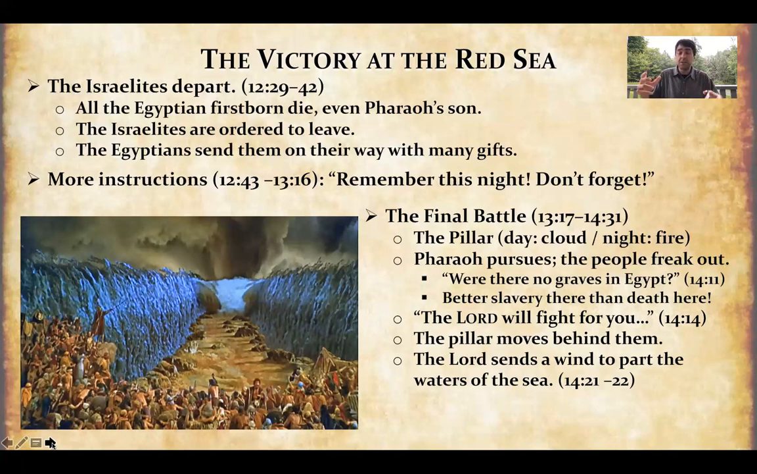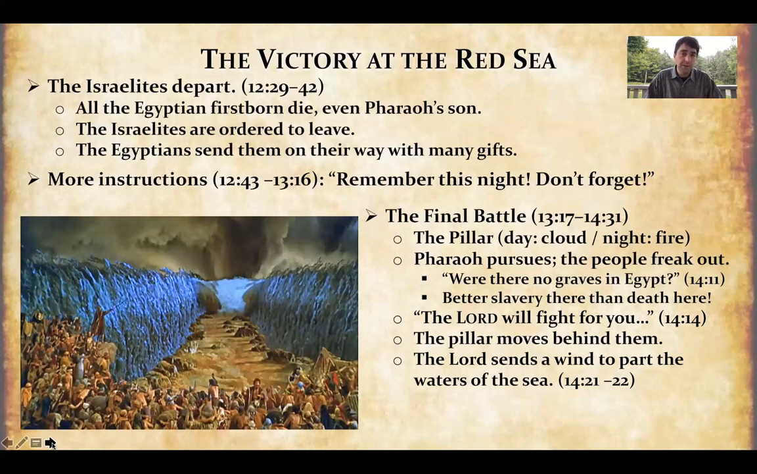Now, in Cecil DeMille's version of the story, it's Moses who whacks the water with his staff and then it parts. That's not what it really says in Exodus. It just says the Lord sends a wind to part the waters of the sea. And it's important to get that right because it's evocative of creation.